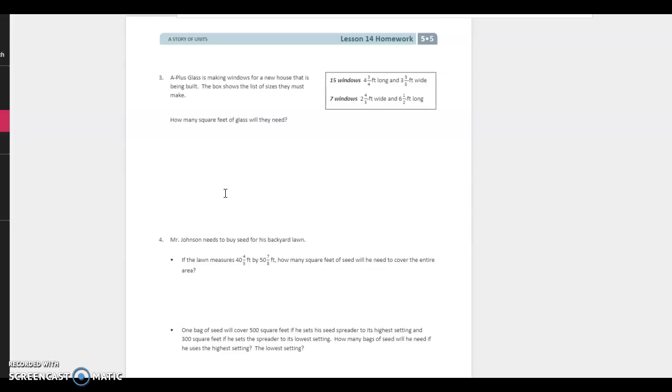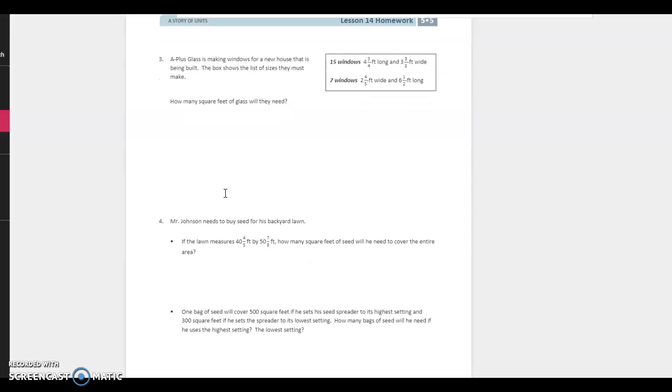Then moving on to number 3. Number 3 is talking about A+ glass, and it's making windows for a new house that is being built. The box shows the list of sizes they must make. Over here, this is the box that they're talking about. The question asks, how many square feet of glass will they need?